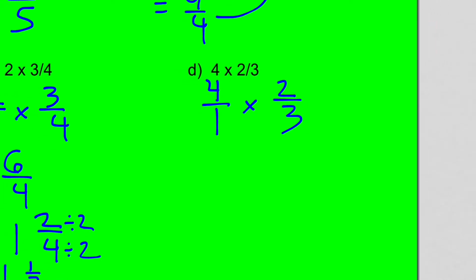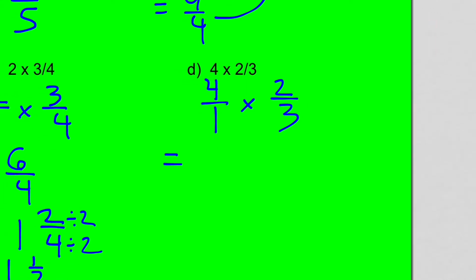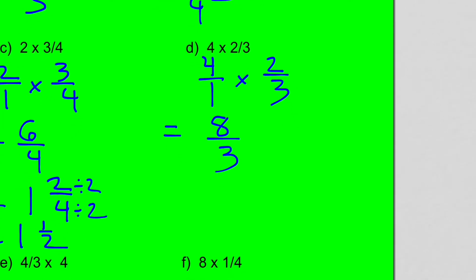As far as concepts, this is not the hardest one so far. Again, 4 times 2 over 3, think of it as 4 over 1 times 2 over 3. 4 times 2 is 8. 1 times 3 is 3. 3 will divide into 8 2 times. Remainder 2 out of 3.